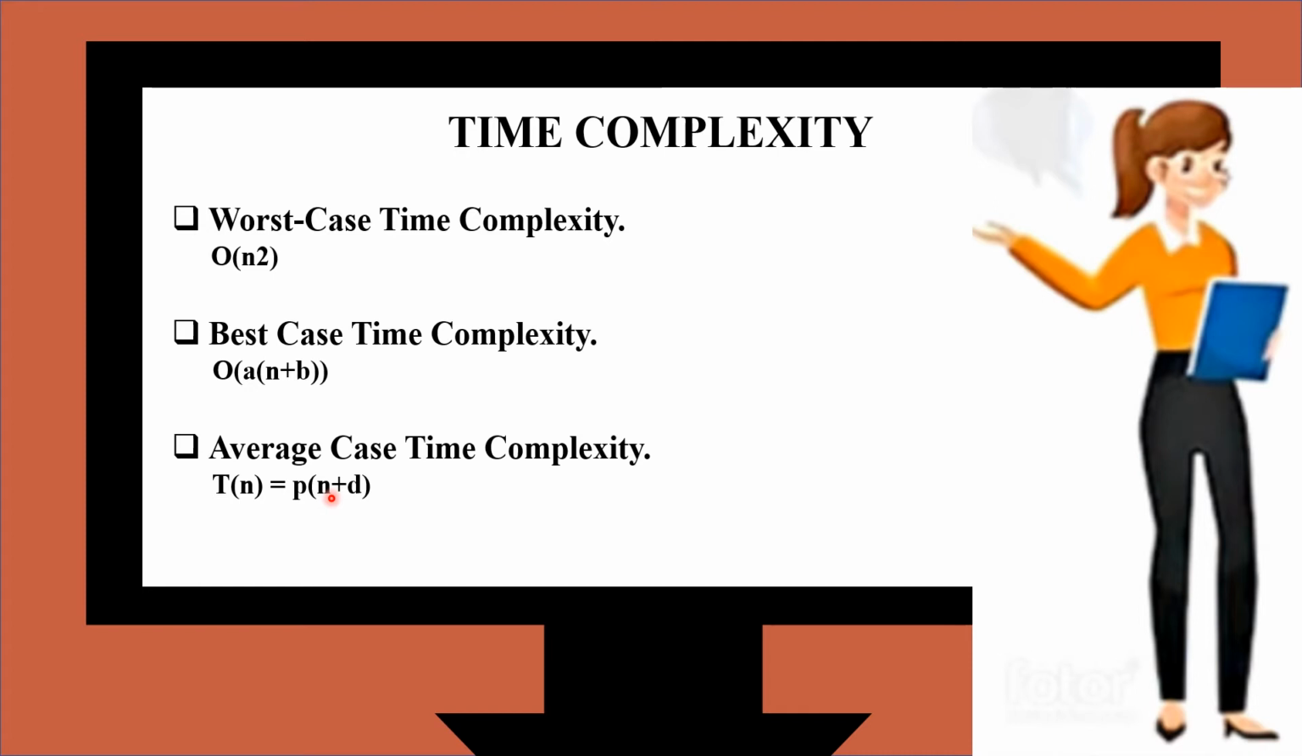Because radix sort is independent of the input sequence, we can keep n constant so that T of n equals p of n plus d, which is the running time of radix sort, using the linearity of expectation and taking into account both sides' expectations. So radix sort has an average case time complexity of omega p times n plus d.